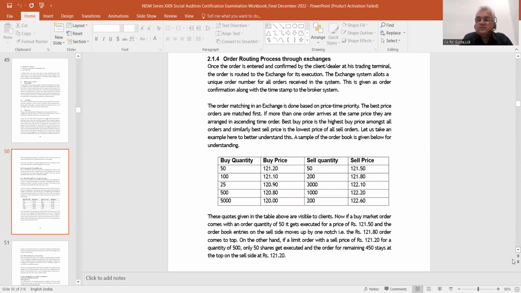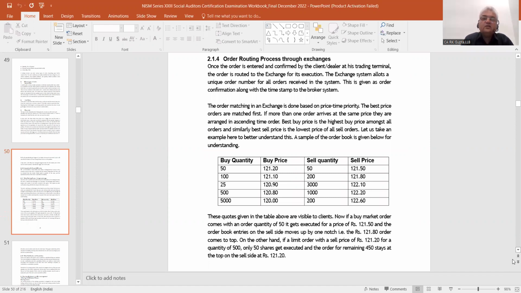If the price goes up, then I'll be able to offer more securities. If the price goes further up, then further. So similar things like this. So these codes given in the table above are visible to clients. That okay, this much quantity is available at this price, this much sell is available at this price.